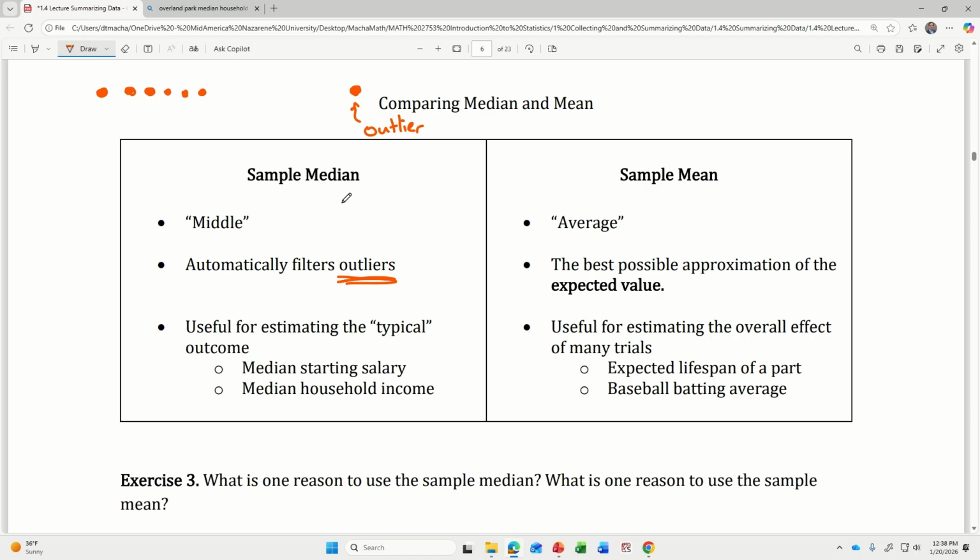And like I said, if you want to know what's the overall effect of repeating an experiment many times, then the sample mean would be more useful. Like if you are a baseball coach, they do batting averages because your player is going to go to bat many times during his employment with the Royals or whatever, right? You care what's the overall effect of many at bats.